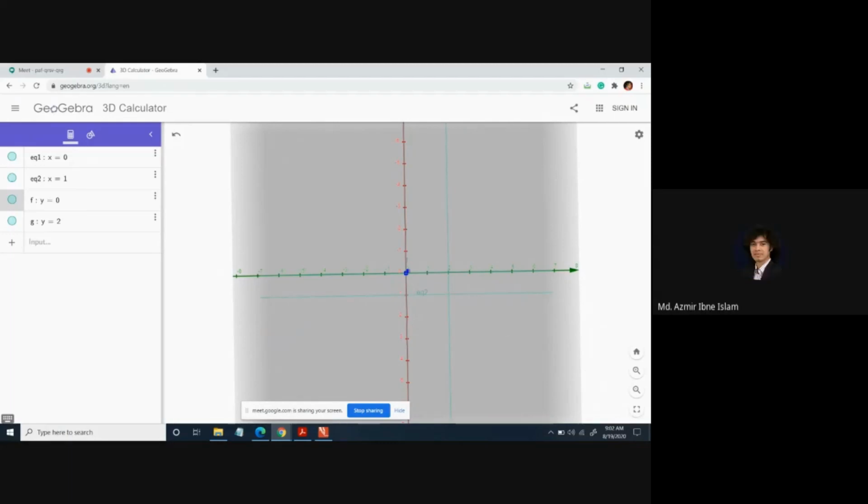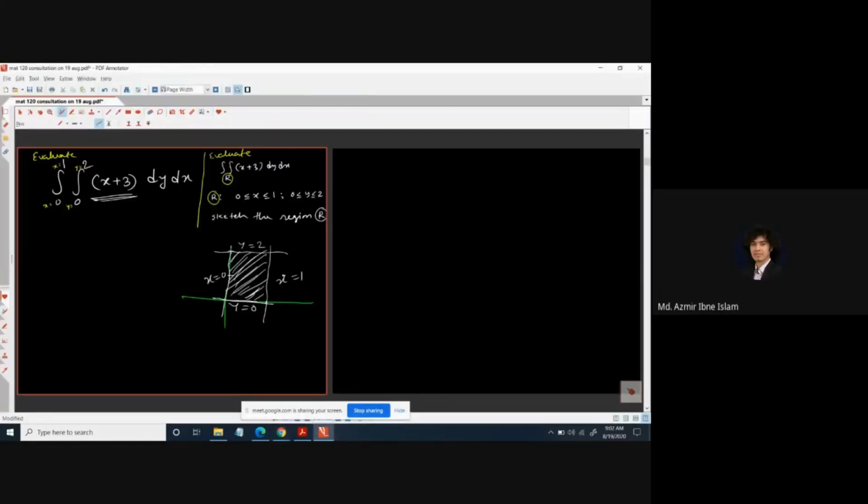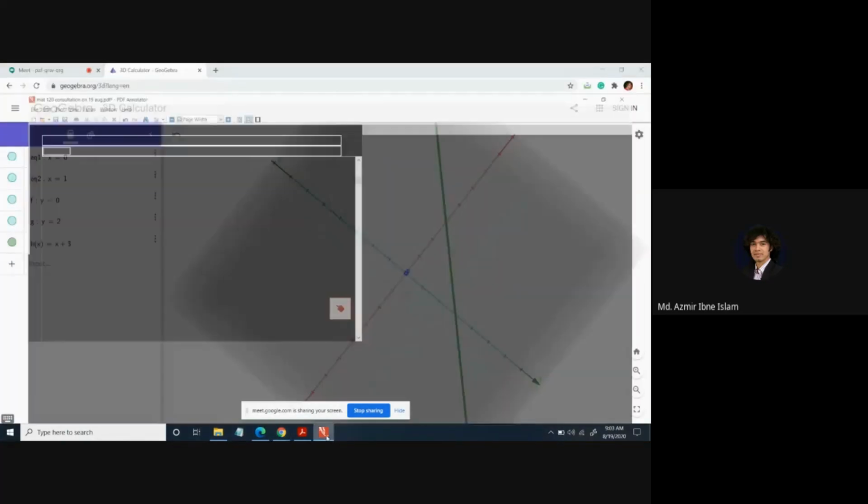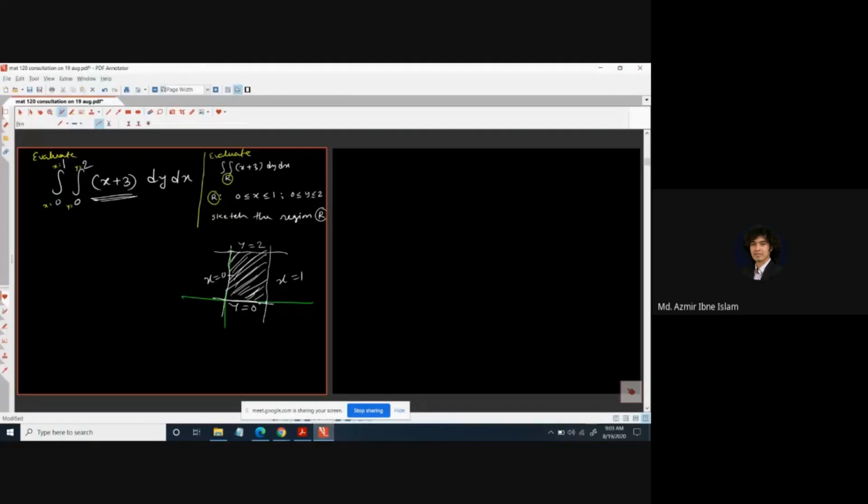Yeah, that's why I have drawn the same figure. We are viewing the rectangle from the top position. So this is the top view. We are not drawing the three-dimensional shape, so our focus will be on the two-dimensional shape only. What is the region? If the region is a rectangle, we can easily integrate.